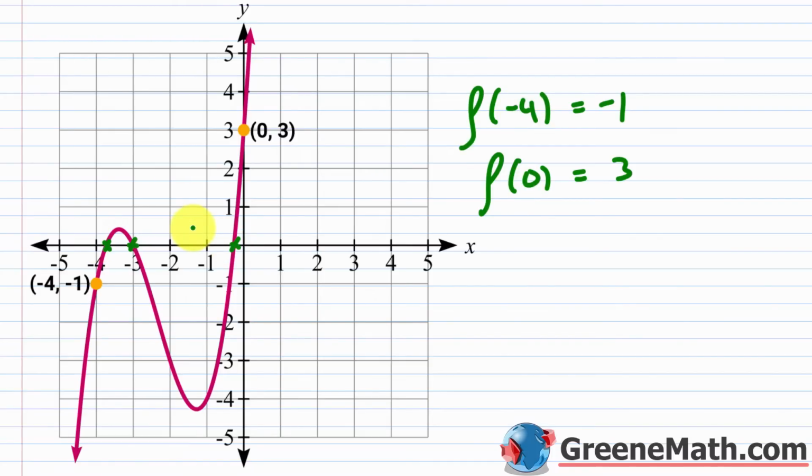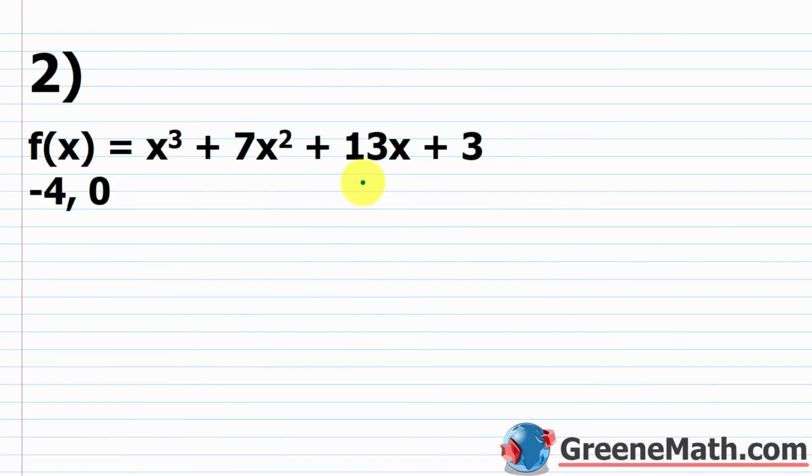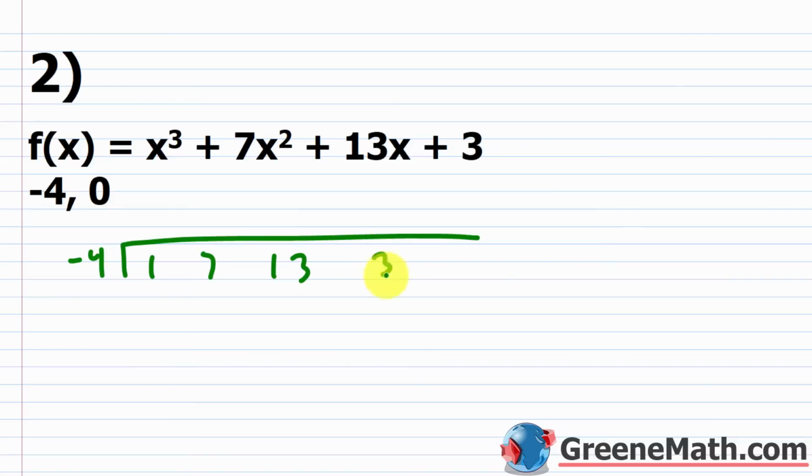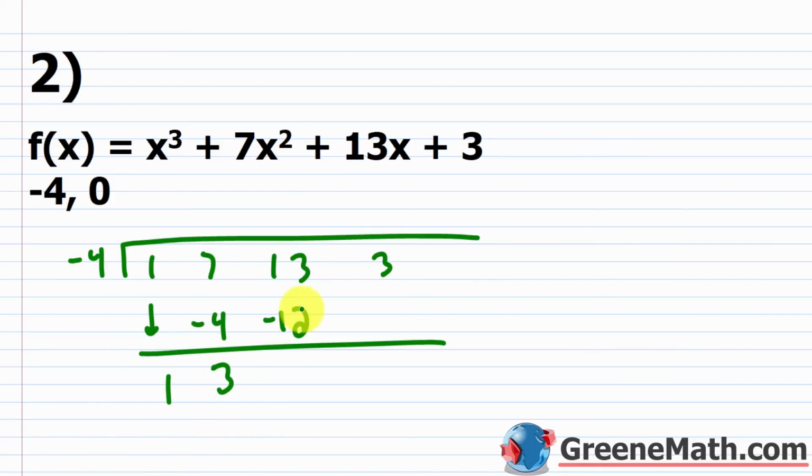That's okay. So we're going to go back up, and we're just going to show this real quick. If you want f of -4, you can just do this with synthetic division. Again, you can plug in also if you want. So this is a 1, a 7, you have a 13, and then a 3. Let's drop this down. So -4 times 1 is -4. 7 plus -4 is going to be 3. -4 times 3 is -12. 13 plus -12 is 1. -4 times 1 is going to be -4. 3 plus -4 is -1. So we can see that, again, f of -4 is going to be equal to -1.